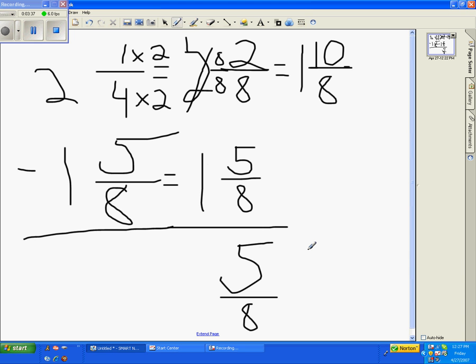Subtracting mixed numbers. It's nothing new. You know each part of this you've done somewhere else.